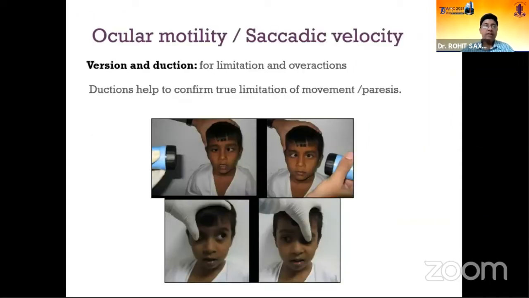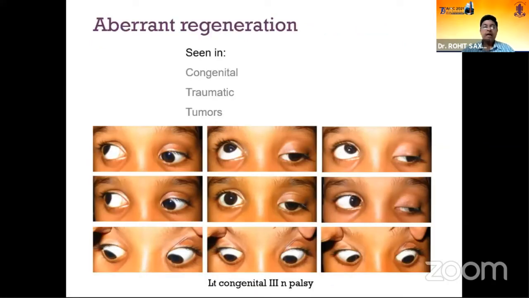It's always important to look for ocular motility and saccadic velocities. You need to do both versions and ductions. So in this case, you could see this child was actually cross-fixating and not abducting because he was fixing with the other eye in the opposite gazes. But the moment you do adduction, you realize that there is no limitation of movement and it is just because of a cross-fixating eye. The other important thing you look for is aberrant innervation or aberrant regeneration.